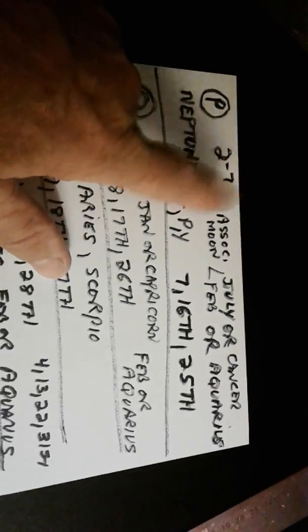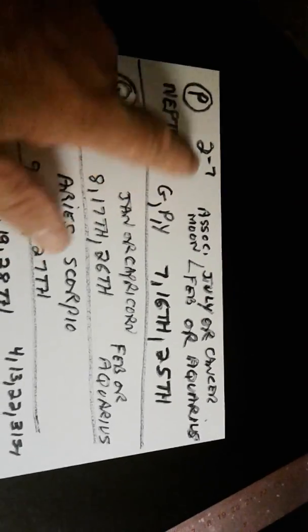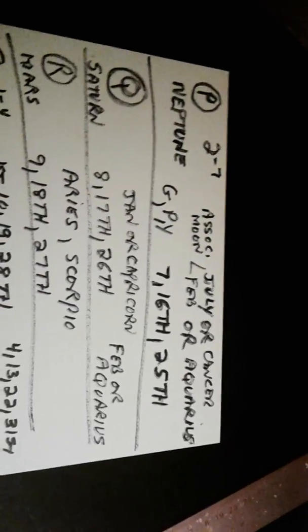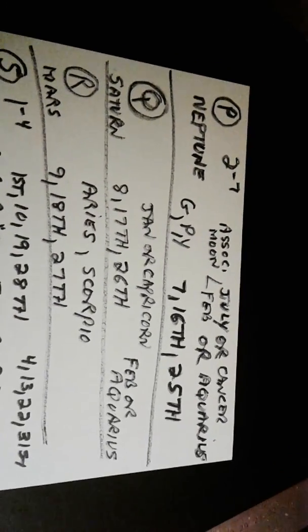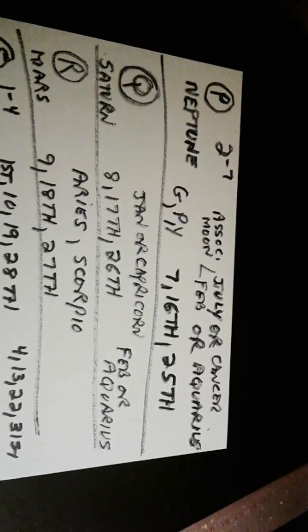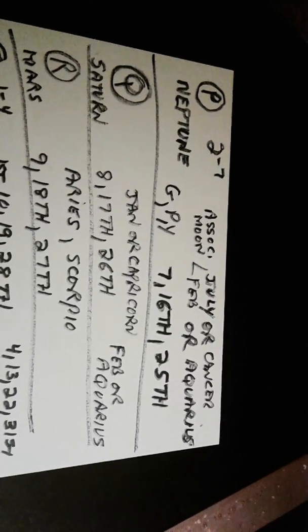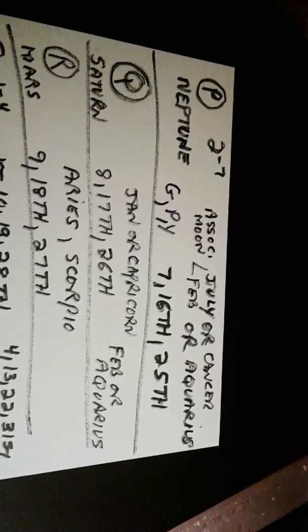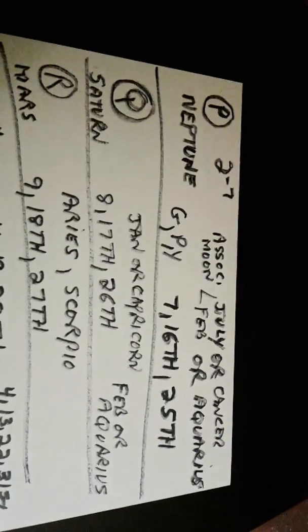Also, to add another thing to this, Neptune is also related to the water, the moon. So it could also involve people born on the 2nd, 11th, 20th, or 29th day of any month. I should have added that, but it starts getting complicated.